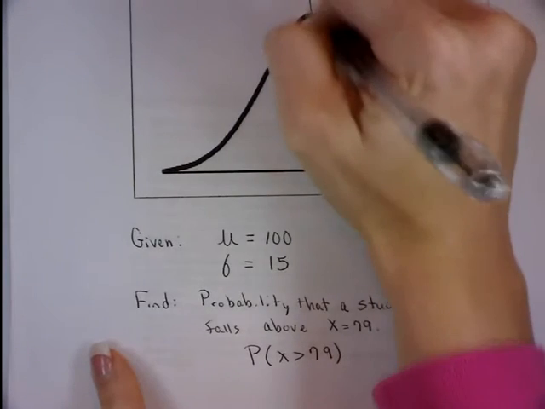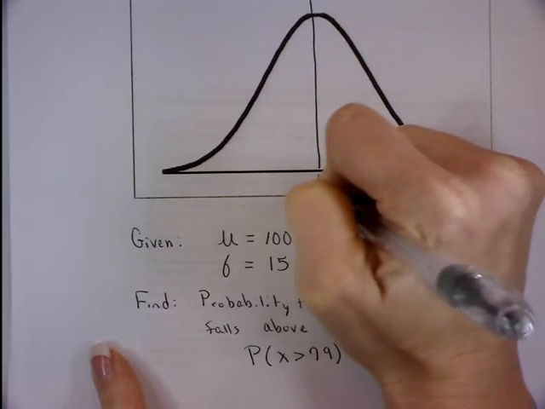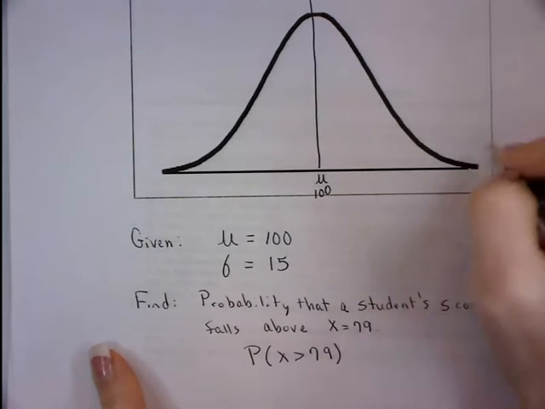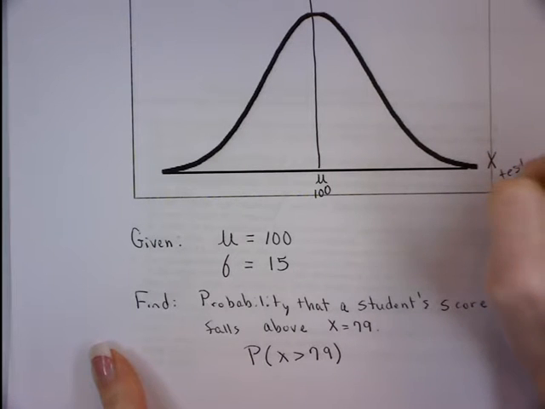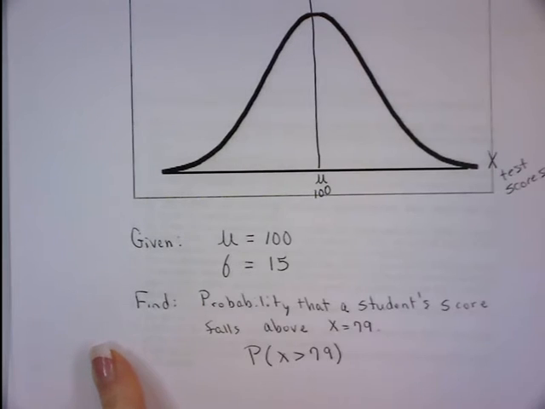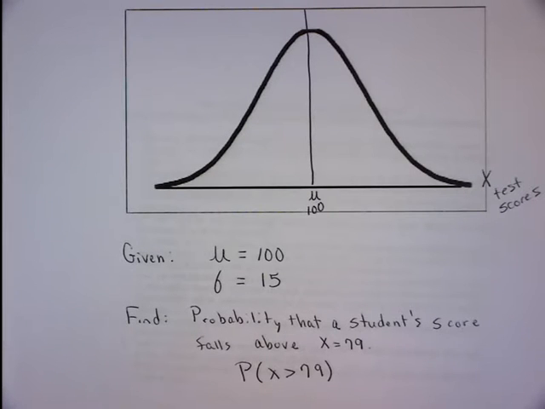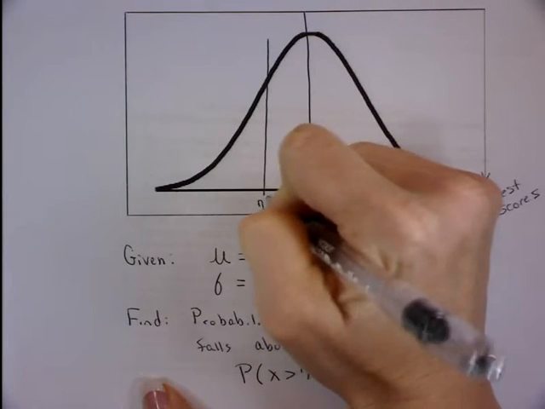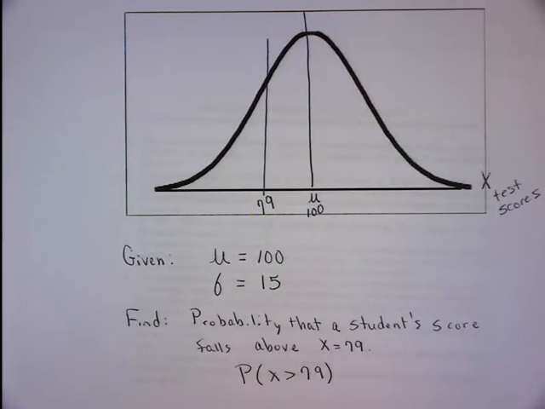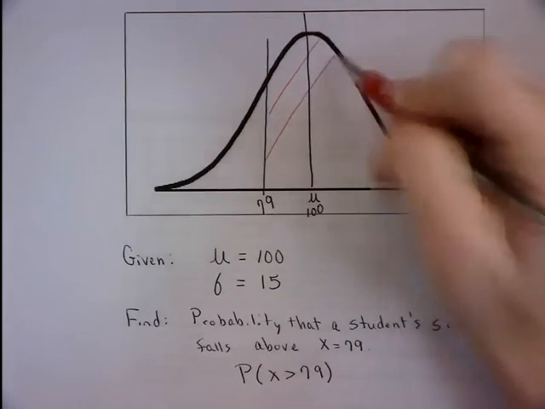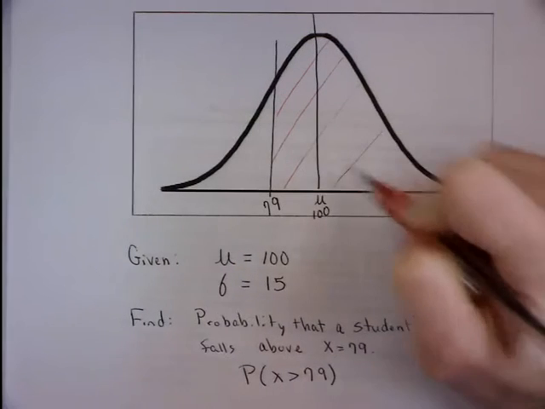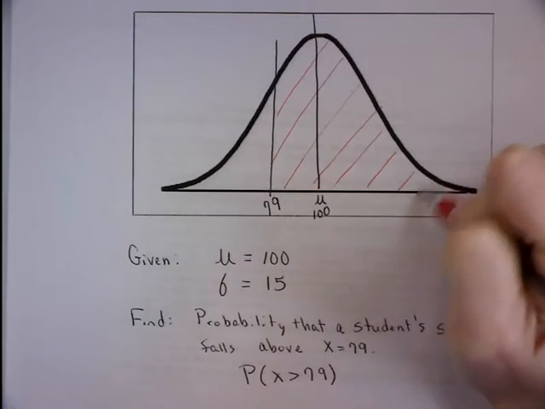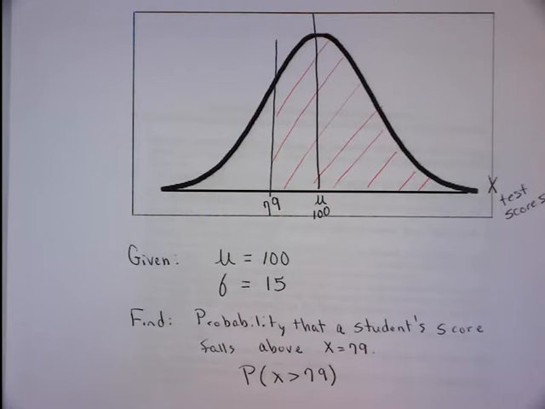I'm going to draw the mean and put the 100 at the center. And again, this is the x-axis and it's test scores. Okay? When we have the mean in the picture, it's easy to put the 79 where it should fall on the axis. 79 is below the mean, so therefore its z-score is going to be negative. But we wish to find the probability that a person's score falls above 79, so I shade all of this area. This area is the probability, which is the answer to our question.